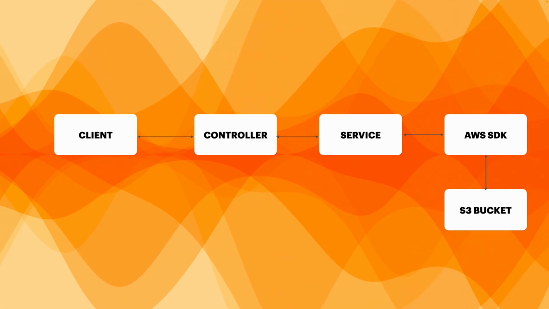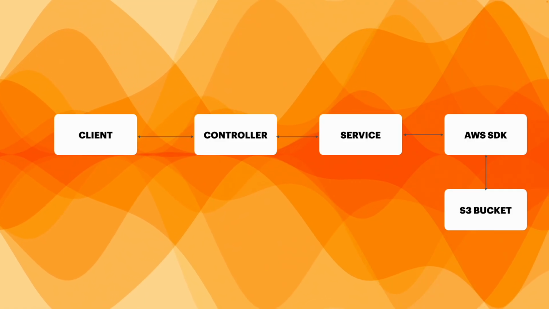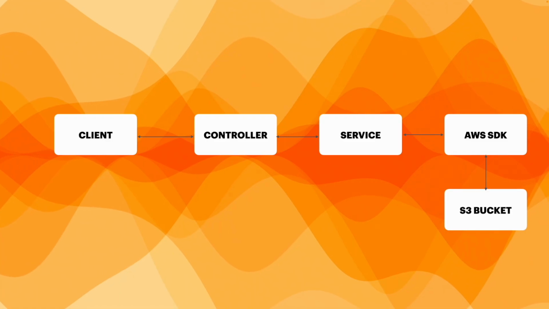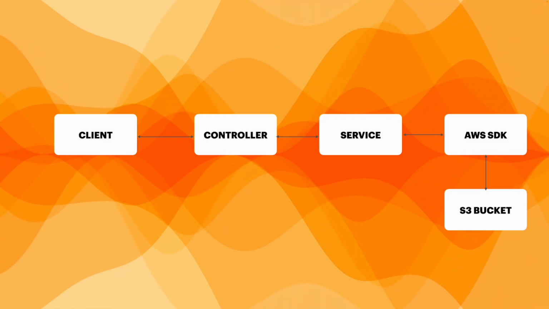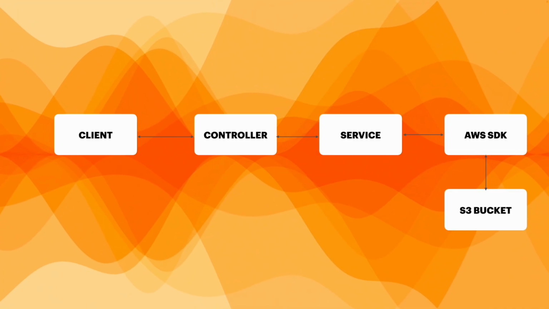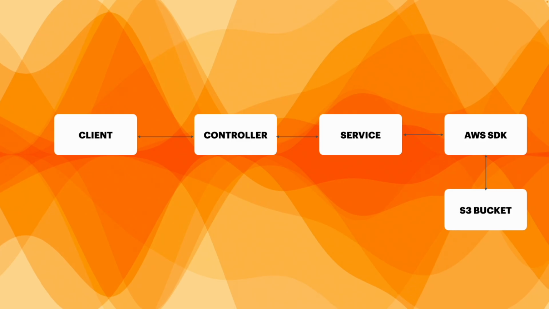From the controller, it's going to hit the service. From the service, it's going to utilize the AWS SDK or AWS API to interact with the AWS S3 bucket, to upload, get, or put the object to the S3 bucket. Okay, this is what the detailed architecture looks like.